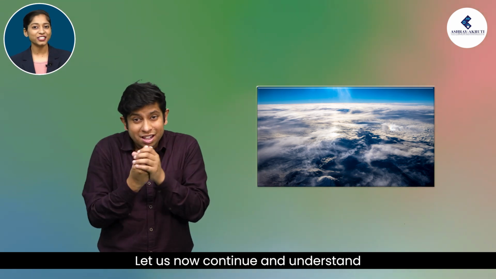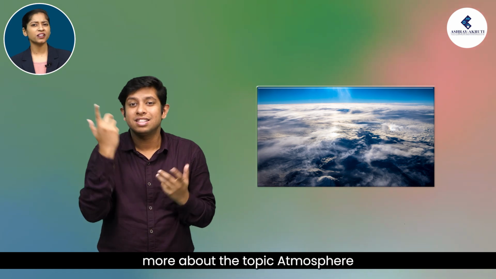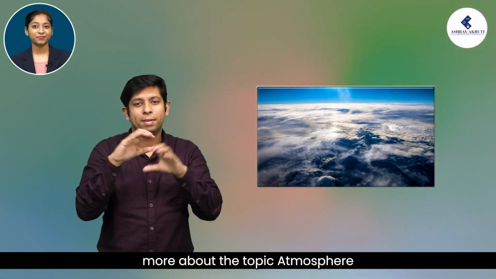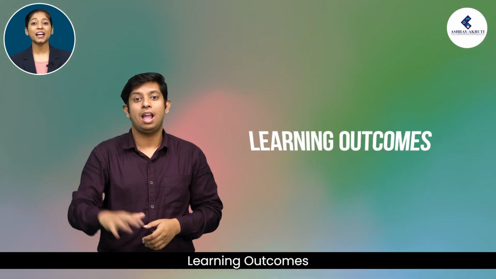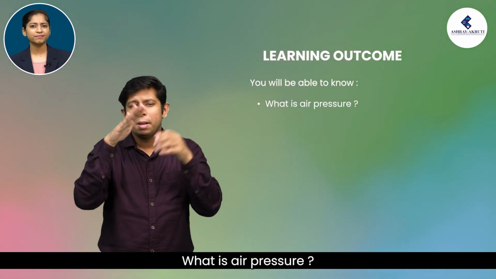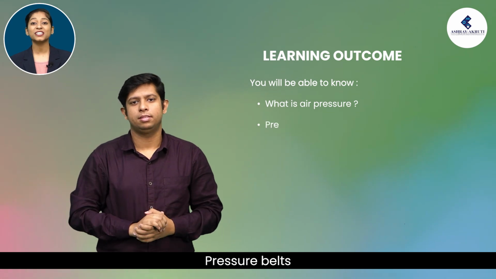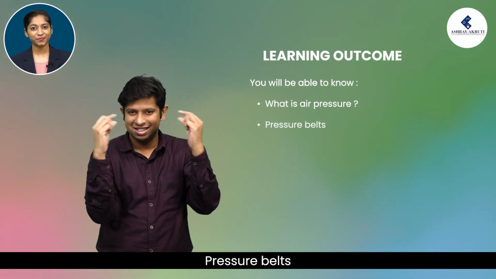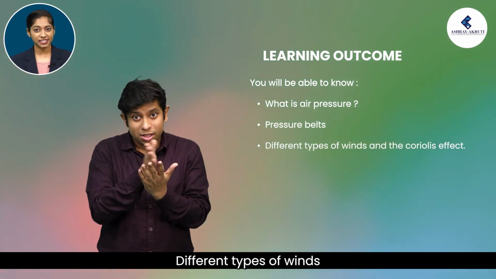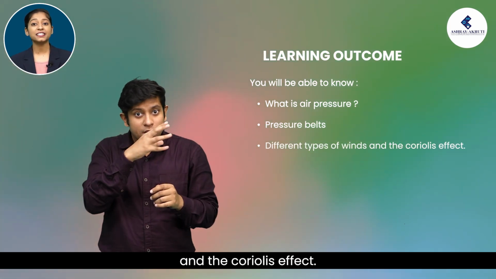Let us now continue and understand more about the topic atmosphere from class 9th Social Studies. Learning outcome. You will be able to know what is air pressure, pressure belts, different types of winds, and the Coriolis effect.